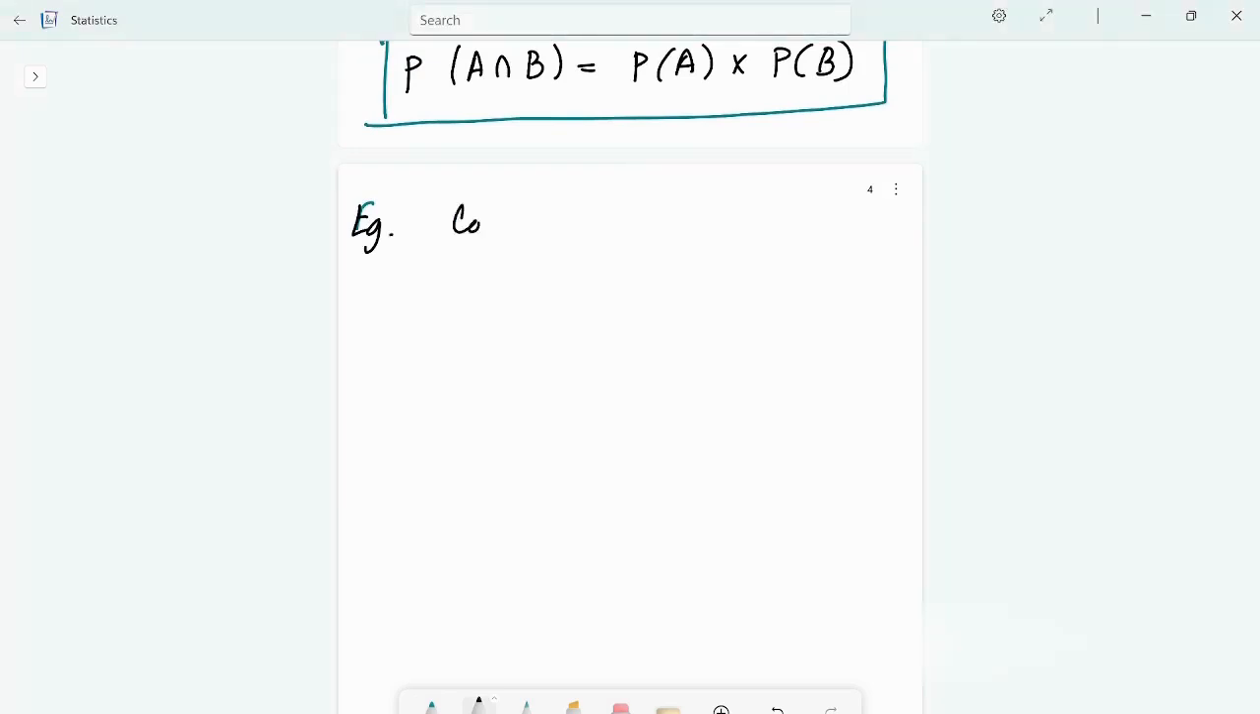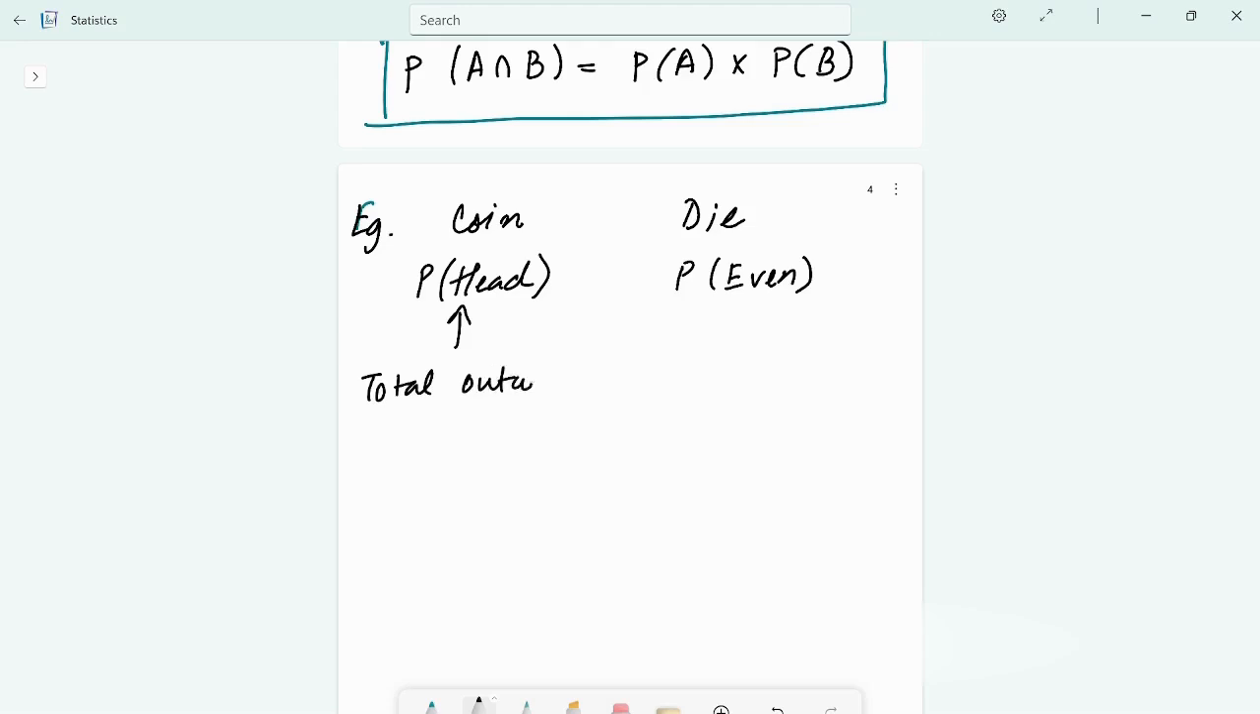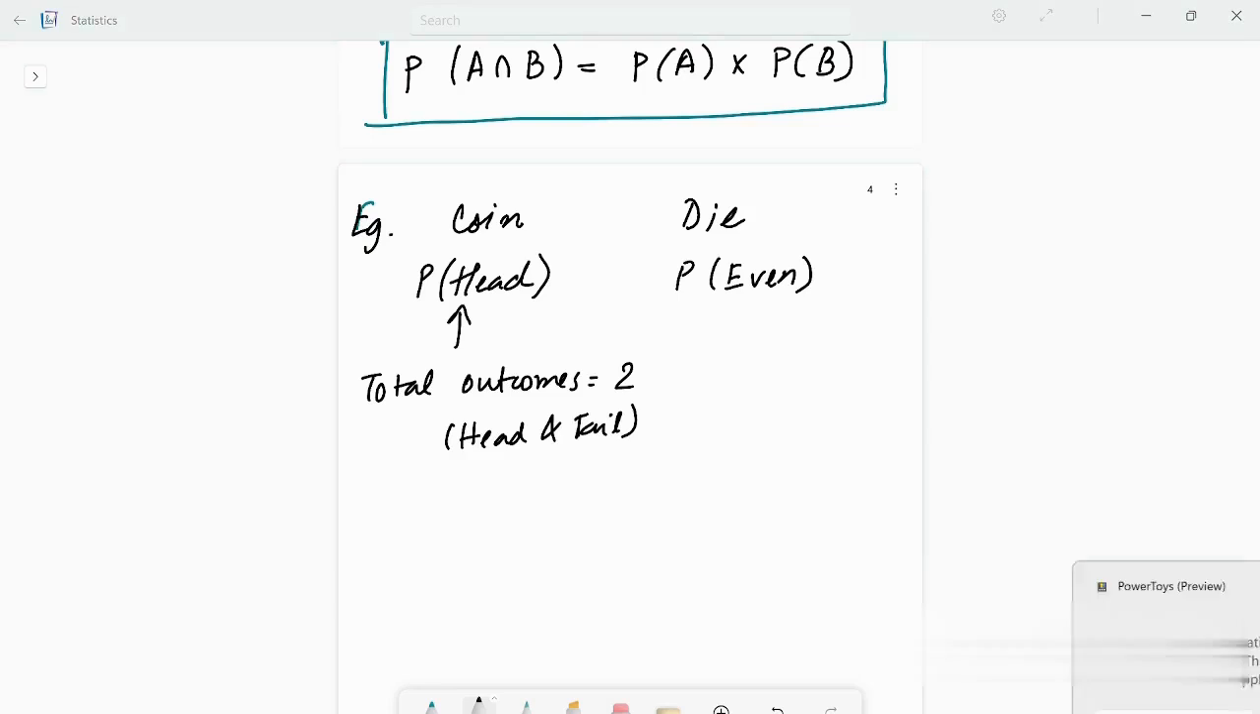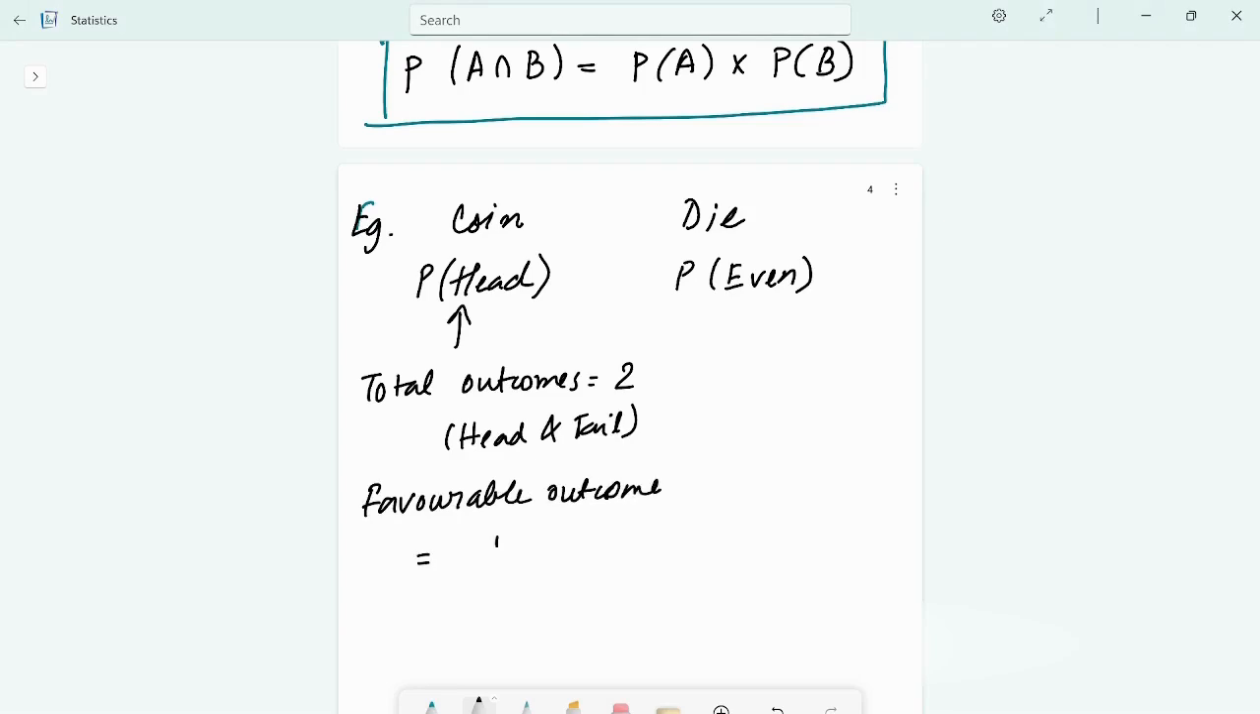A coin is tossed and a die is rolled, and we need to find the probability of getting a head and an even number from this die. It is a very easy question because for this, what can be the total outcome? It should be 2, head and tail. And what is our favorable outcome? Here it is head, so it will be 1.